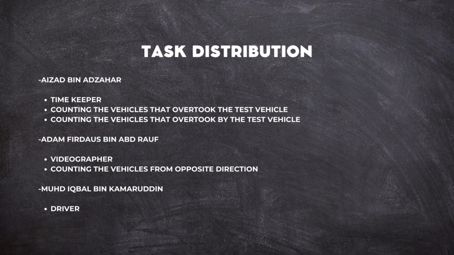So our task distribution for this group is: Aizad bin Adzahar will be the timekeeper, counting the vehicles that overtook the test vehicle and the vehicles overtaken by the test vehicle. Next is Adam Firdaus. He will be the videographer and count the vehicles from the opposite direction. And for me, Muhammad Iqbal, I was the driver of the test vehicle.